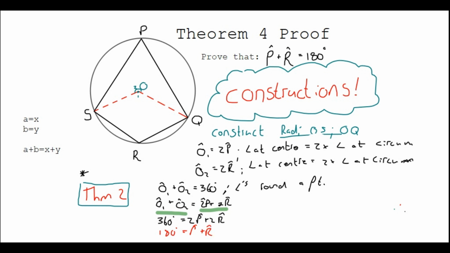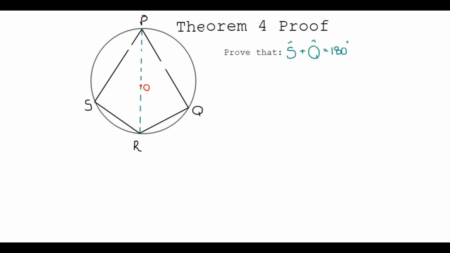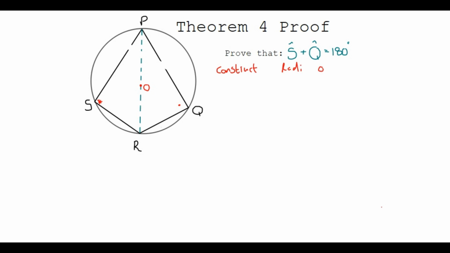Let's try it another way, nice and quickly. Now they want to show that the other two angles, S and Q, are supplementary. In other words, angle S plus angle Q equals 180 degrees. What's our first step? Remember the dramatic bubble? We need to construct. So we construct radii OP and OR, and we need to write that step down. It counts marks.